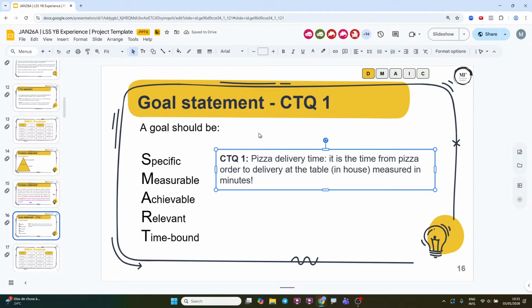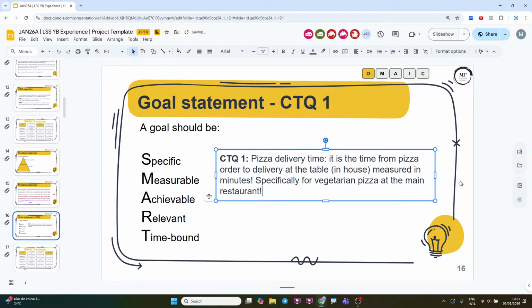So, pizza delivery time. It's the time from pizza order to delivery at the table measured in minutes. Interesting. What type of pizza? From pizza order to delivery at the table in-house, specifically for vegetarian pizza at the main restaurant. Do you guys understand that? I don't want to boil the ocean. You don't want to solve all problems in your corporation. Don't do that.